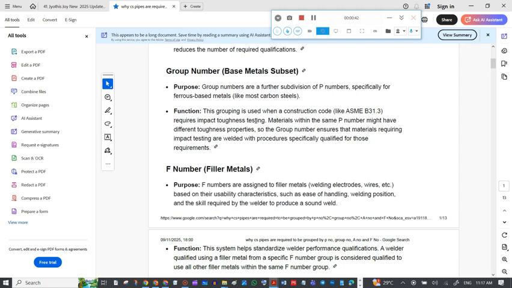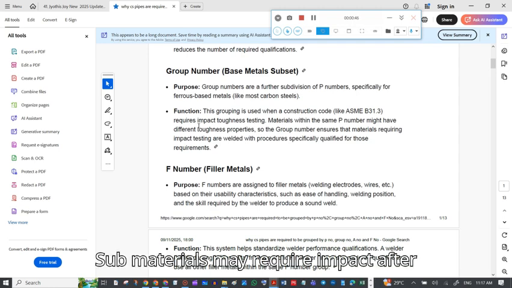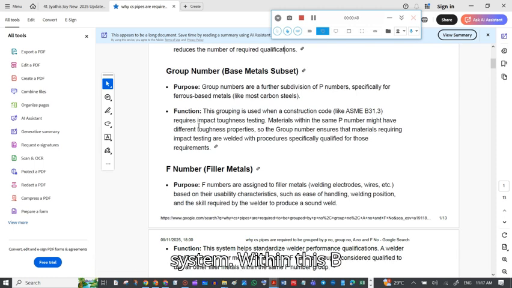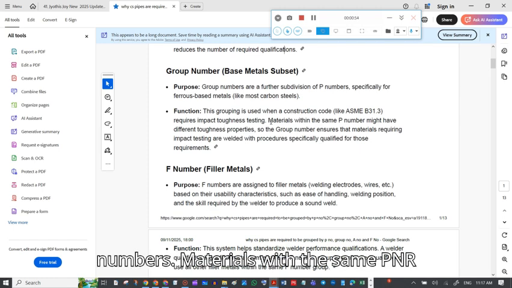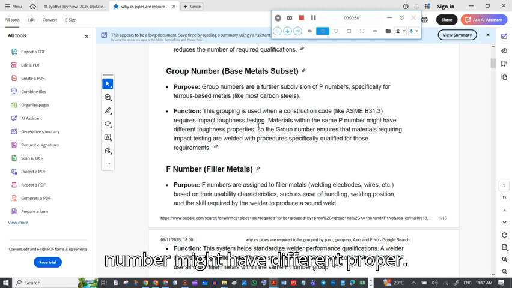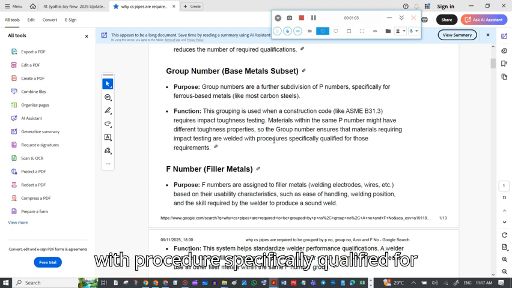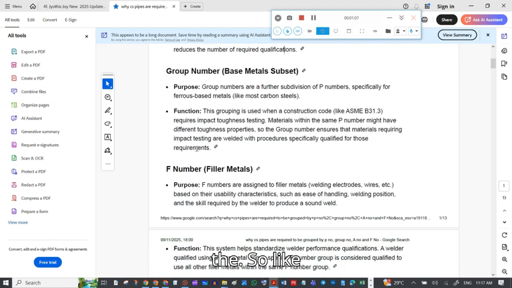So some materials may require impact toughness testing. Within the P number, it is subgrouped into group numbers. Materials with the same P number might have different toughness properties. So the group number ensures that materials requiring impact testing are welded with procedures specifically qualified for the requirement.